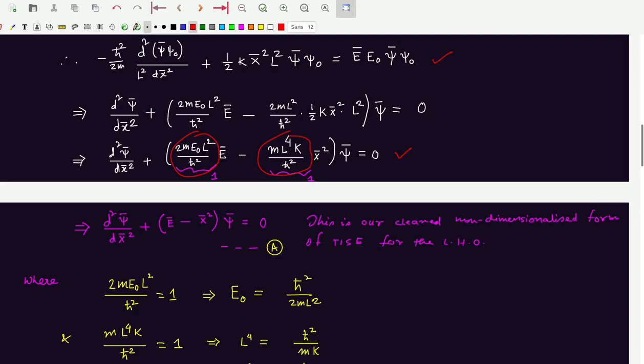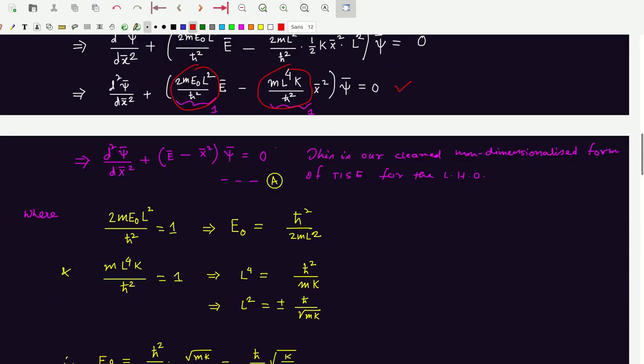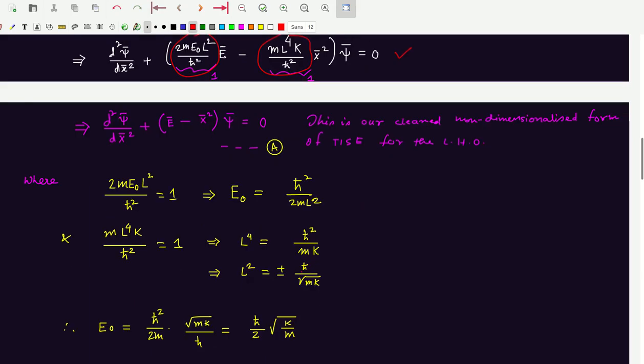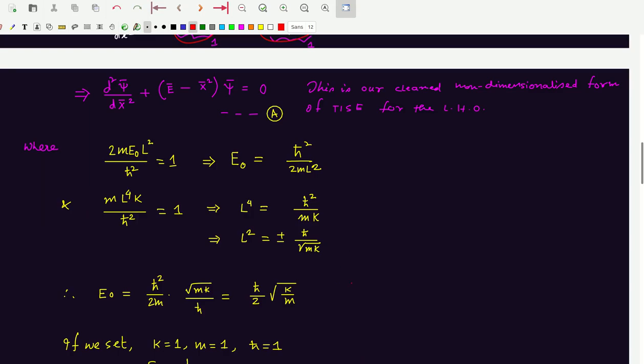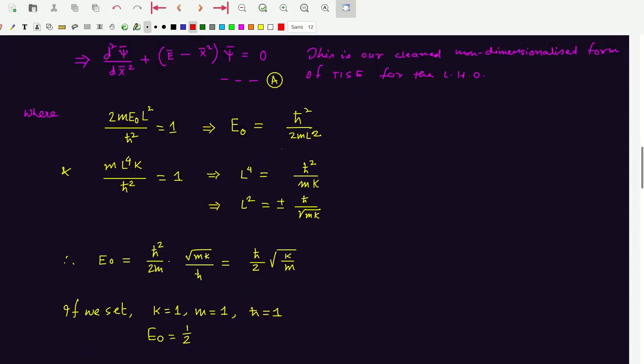This is our cleaned non-dimensionalized form of the TISE for the LHO, linear harmonic oscillator. This is my equation A, and these two constants are where e0 is h bar square by 2m L square and this object is 1. From there we get L square is plus minus h bar by root over mk. This is the characteristic length scale. If we put that L square into the energy equation, we get e0 is h bar by 2 times the positive root of k by m, and we will get this object.